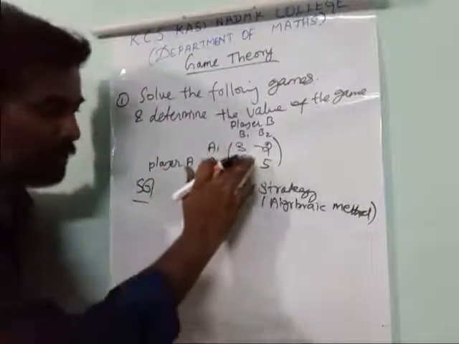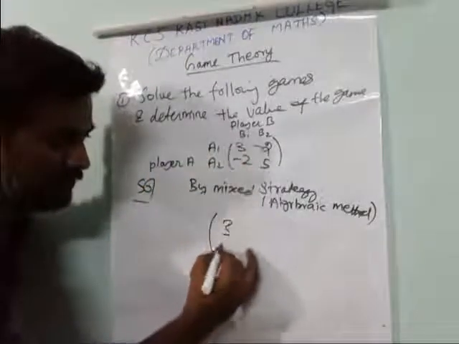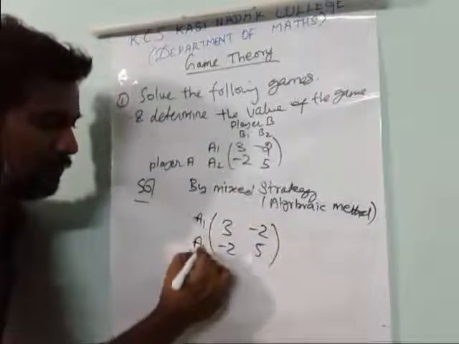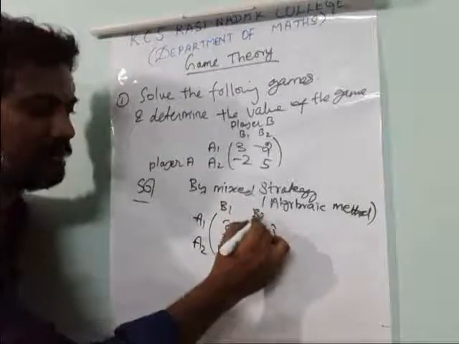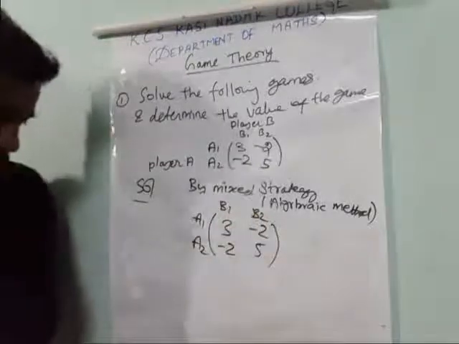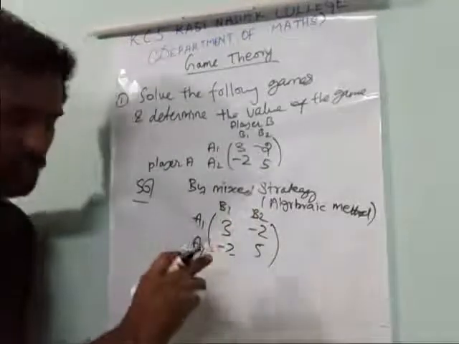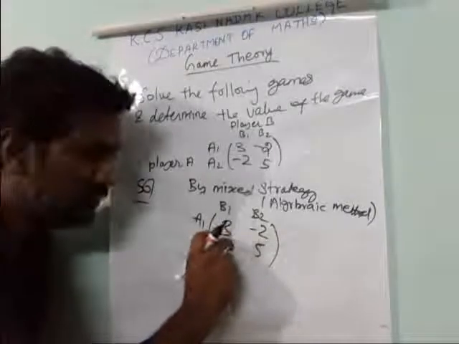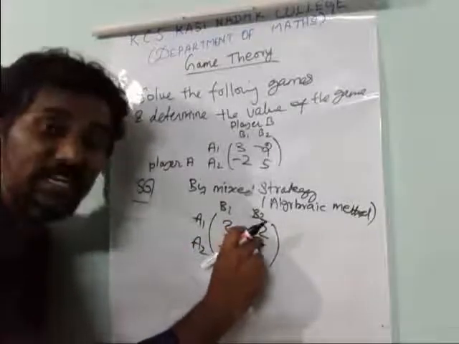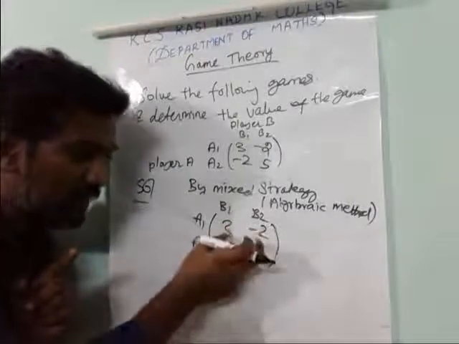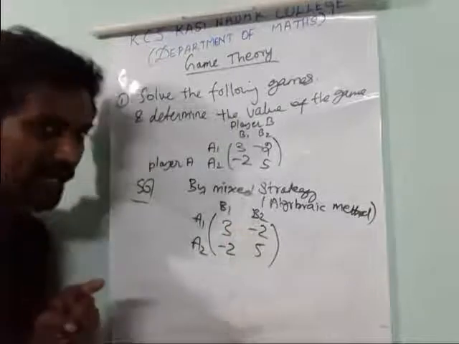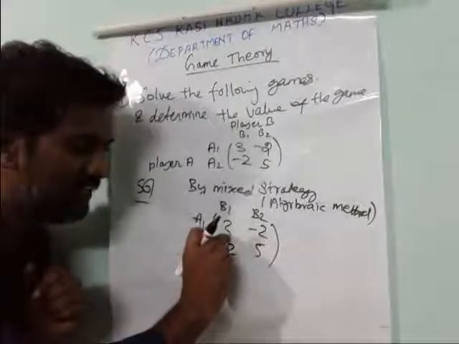Okay, so what do you do? Write this question: 3, minus 2 and 5. This is A1 and A2, B1 and B2. Now, as already told, first you find the difference. That means check whether both the numbers are of different sign or same sign. These two numbers are different. Different sign means you add. Don't forget, in the first row, same sign means subtract, different sign means add. Here different sign, so add.